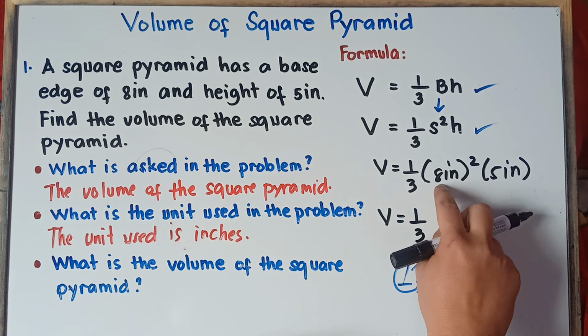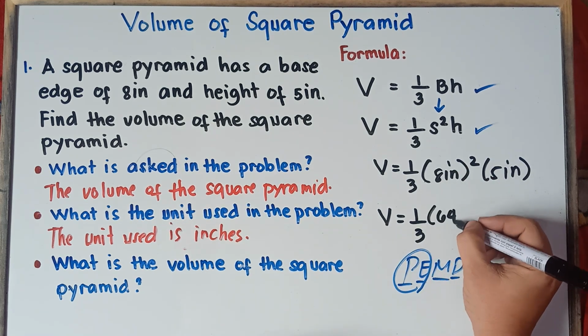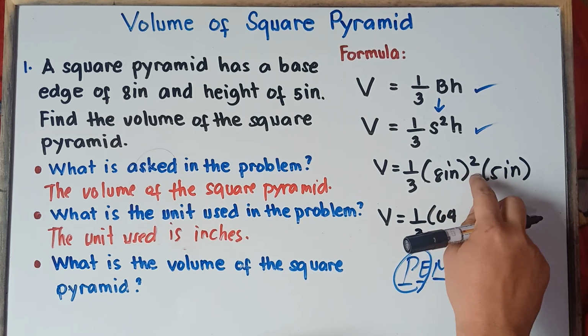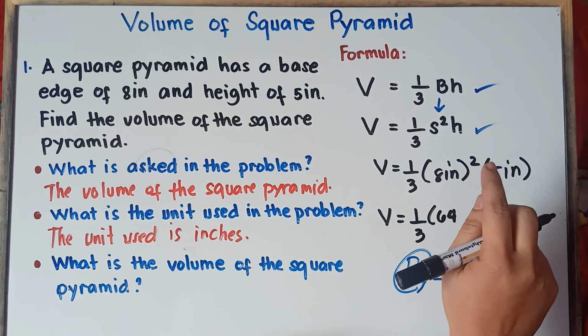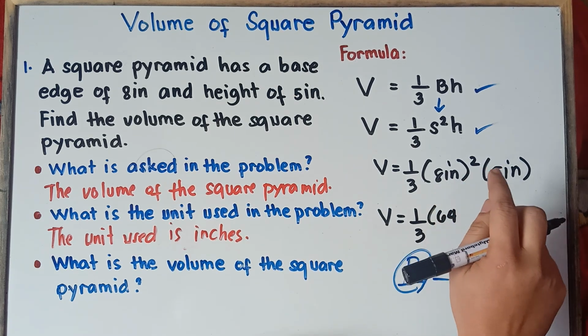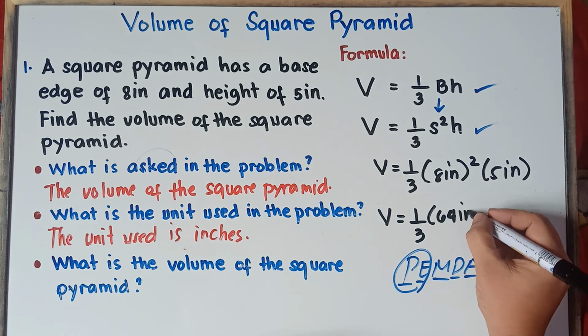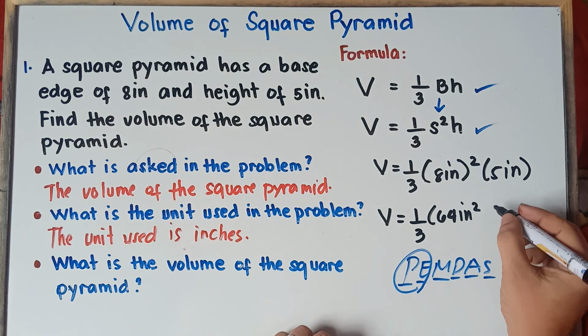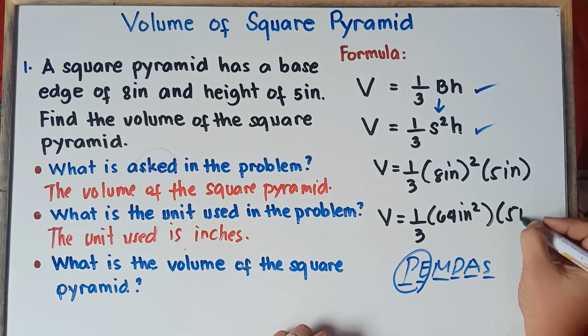So 8 times 8, that would be 64. Once again, class, 8 squared doesn't mean 8 times 2, it means 8 times 8. And 8 times 8, that is 64. And then inches times inches, that would be inches squared, or square inches, and then you multiply it by 5 inches.